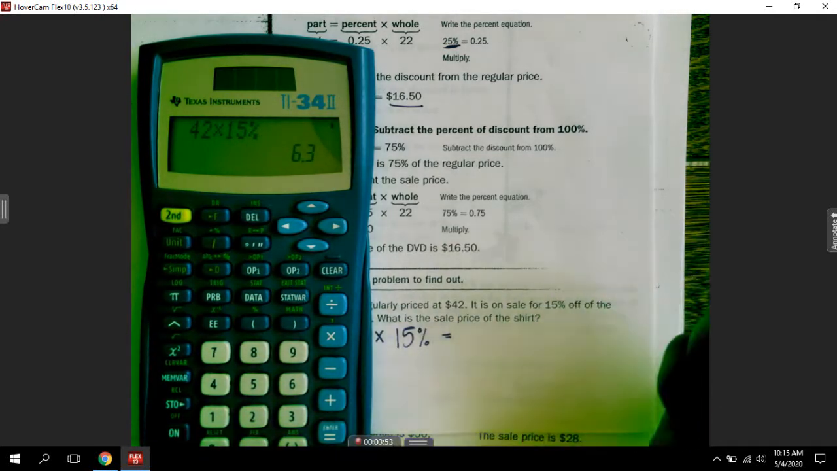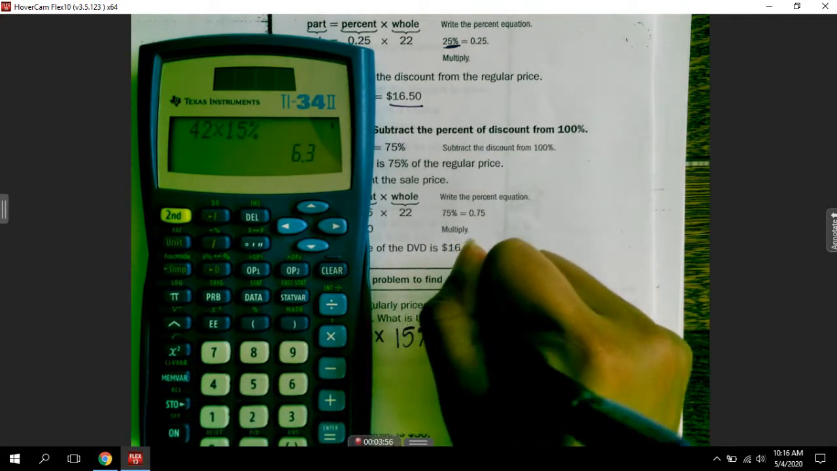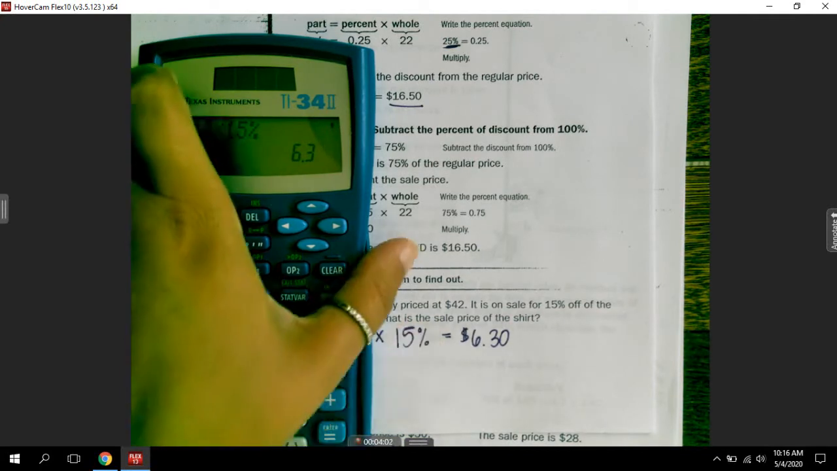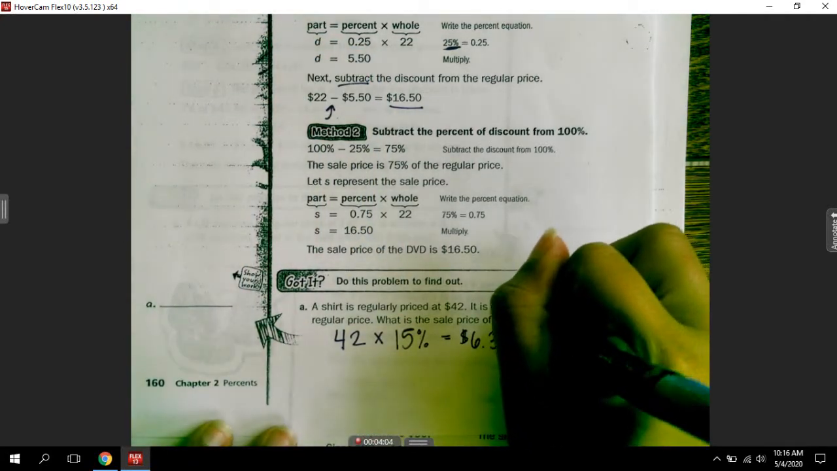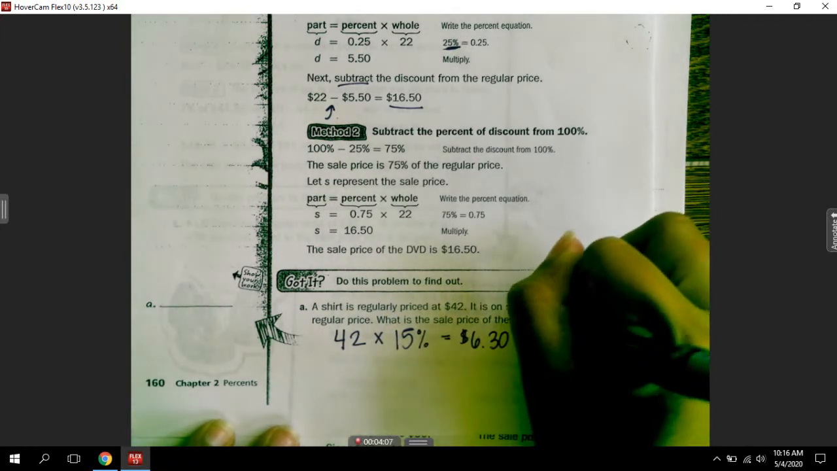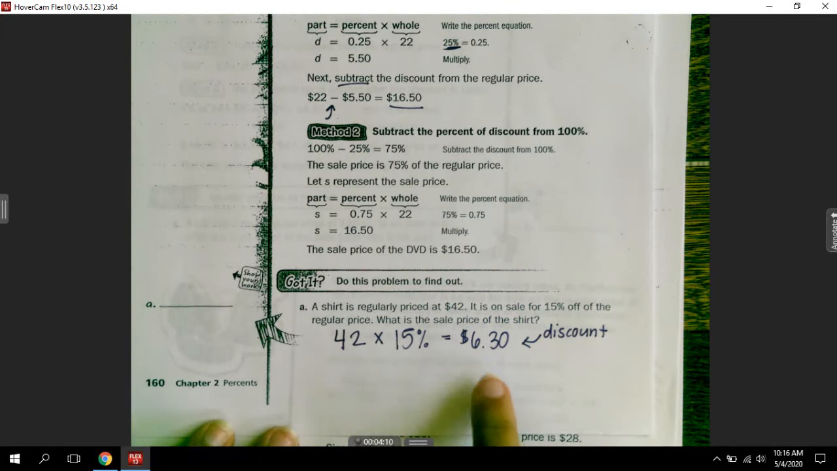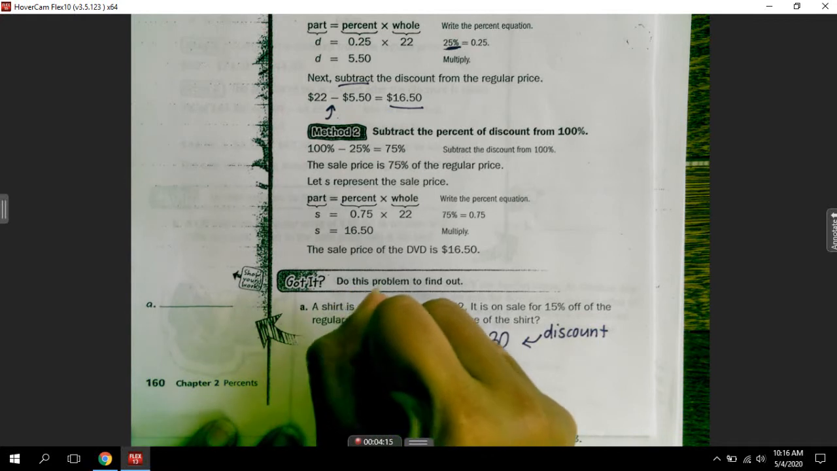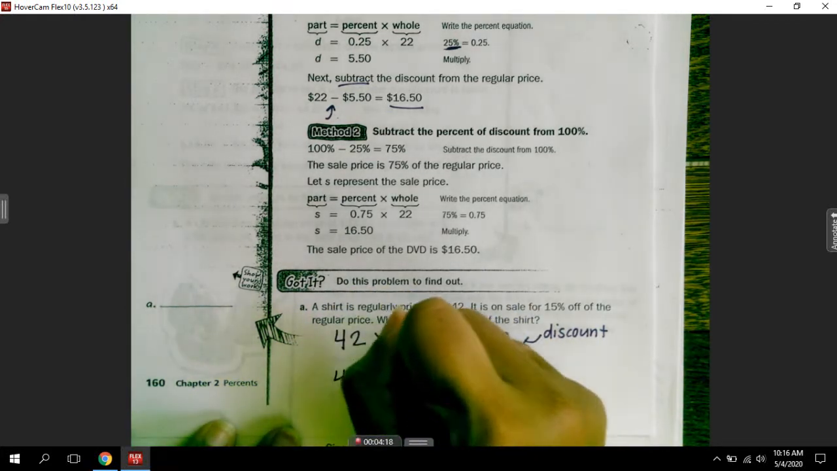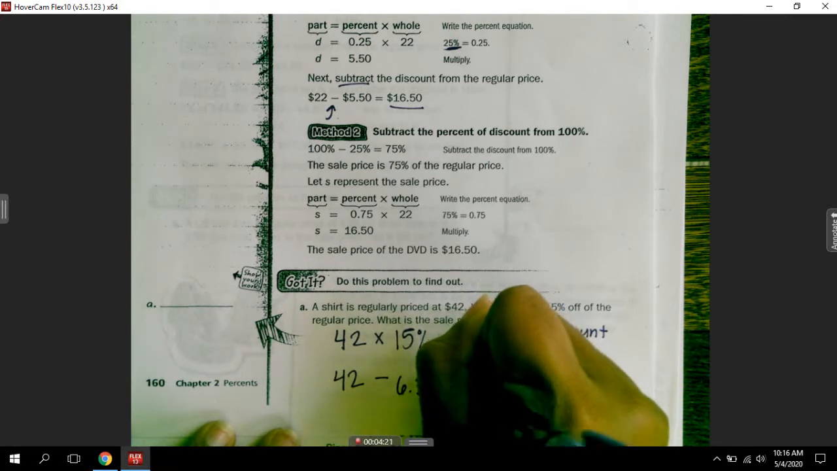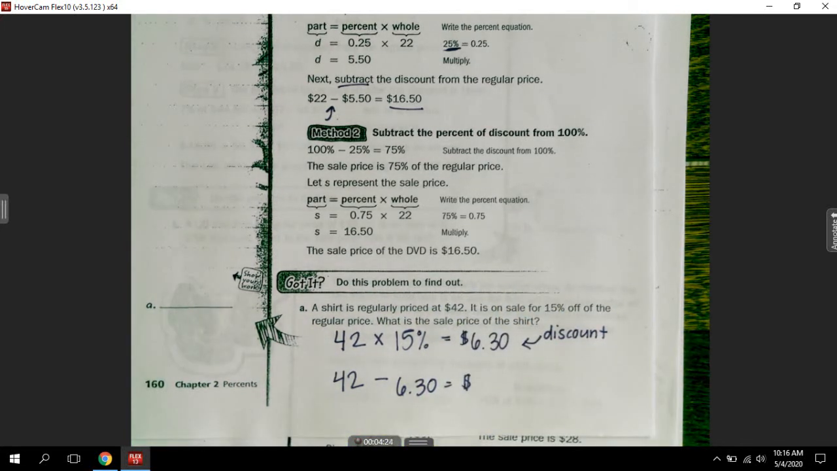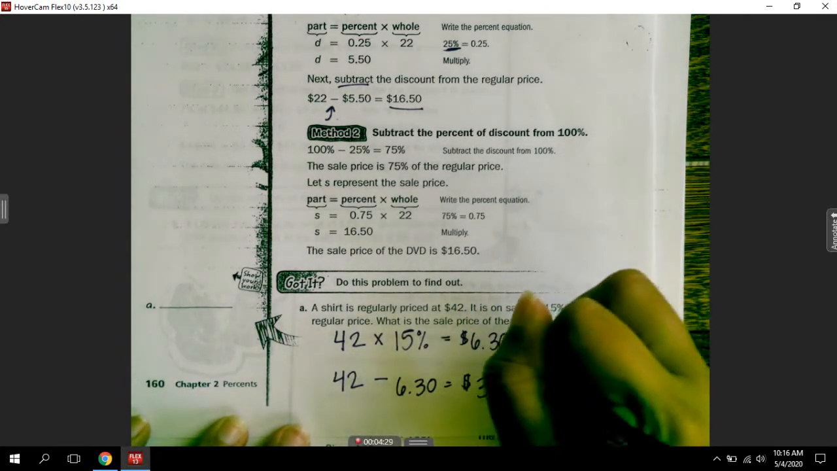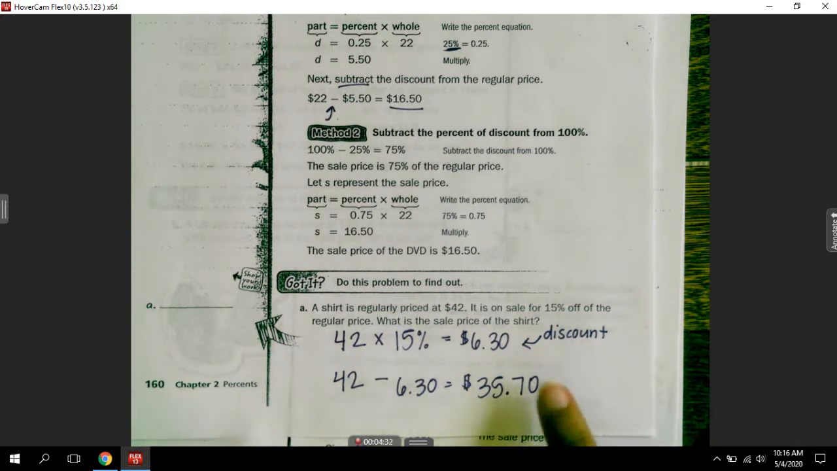So that's 6.3. So in money, that is $6.30. You want to add that 0 to it. Okay. That's how much I'm saving. So this right here is your discount. So that means I'm saving $6.30. So I'm going to take that original price, and now I'm going to subtract that $6.30. So it's on sale for $35.70. And your calculator is going to give you 35.7.